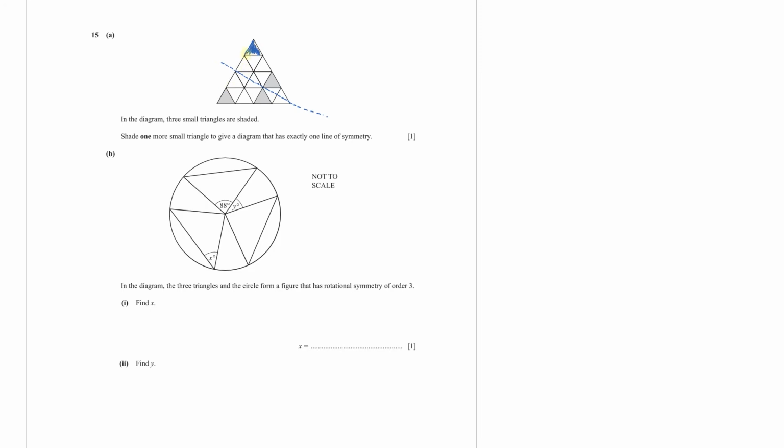I only had to shade one triangle to make this the line of symmetry. So once you have shaded this, only this line of symmetry will be the one possible line of symmetry for this whole diagram. So this is the correct answer. You will shade this. So you don't need to draw the line of symmetry. The question only asks you to shade one of the triangles. So the correct answer is this one.